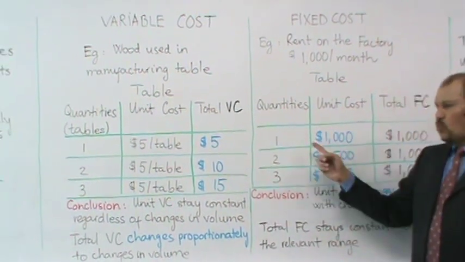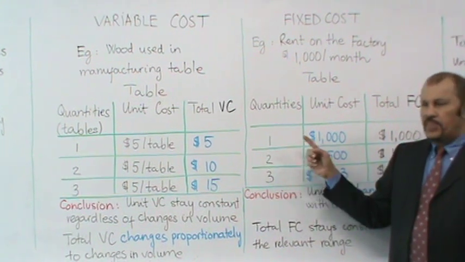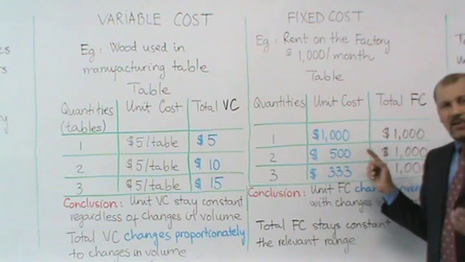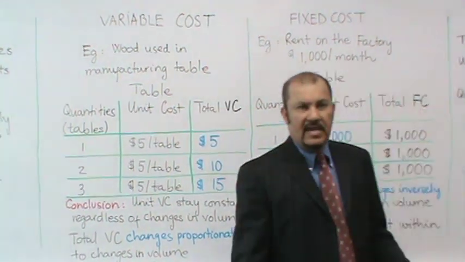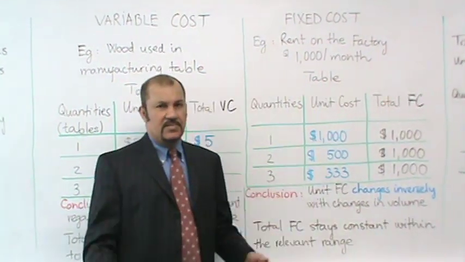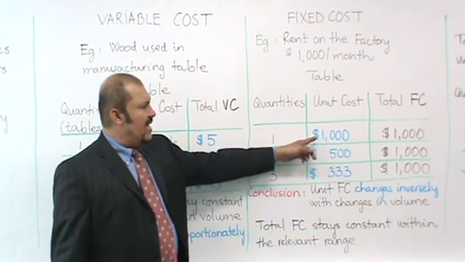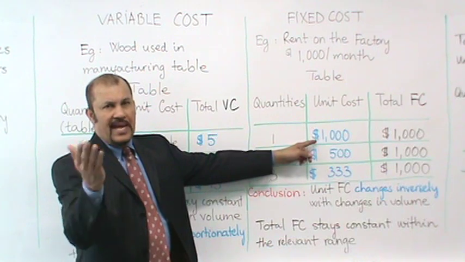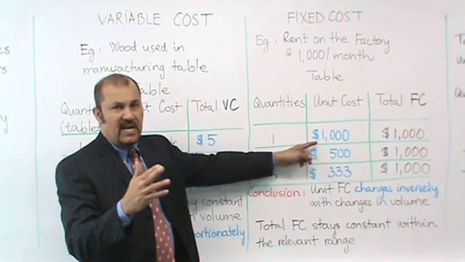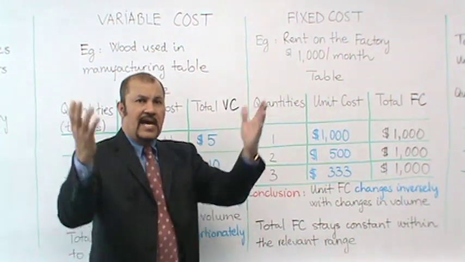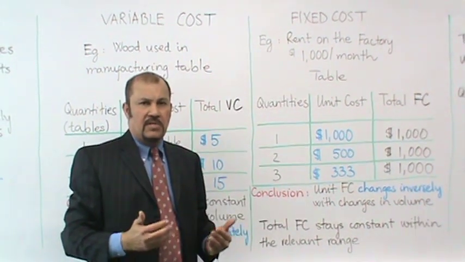So when we manufacture one table, the total rent I pay my landlord is $1,000 because my landlord does not care whether I make one table or 10 tables. He still wants his $1,000. But if I were to take that total $1,000 and allocate it among the tables manufactured, which in this case is only one table, then that one single table gets allocated the entire $1,000 of rent.